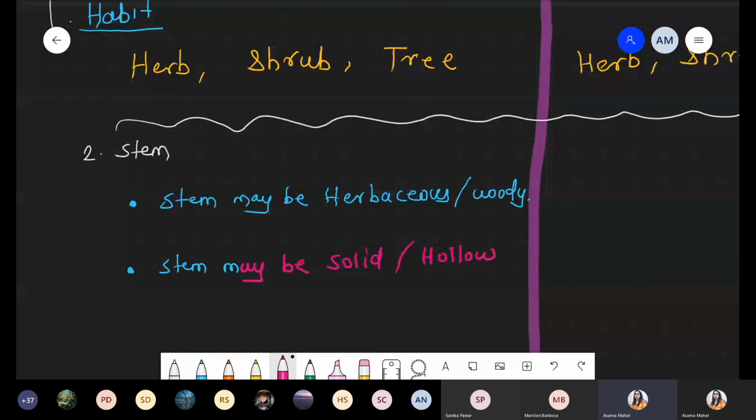For the NEET examination, I tell you there is no question on habit, stem pattern, leaf, inflorescence. जो कुछ भी question आएंगे, those questions will be on formula, examples and the diagram for the NEET. But for school, I think you have to do all this part. That is the first part, that is stem. Stem may be herbaceous or maybe woody, and from the inner side, maybe hollow or maybe solid.